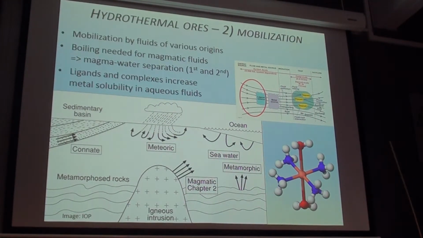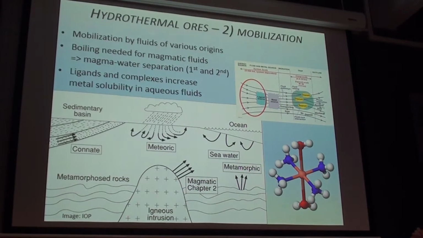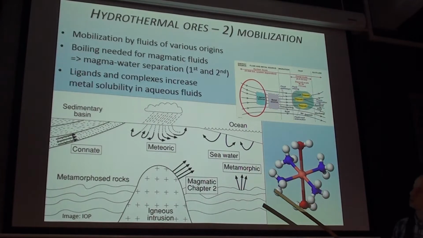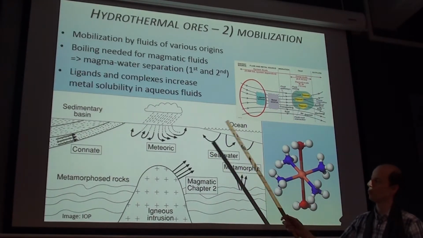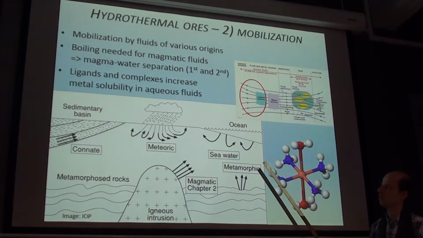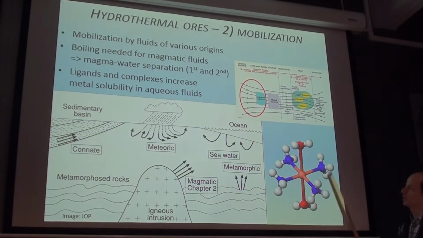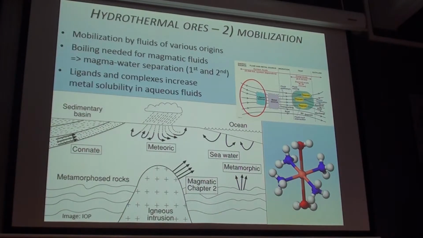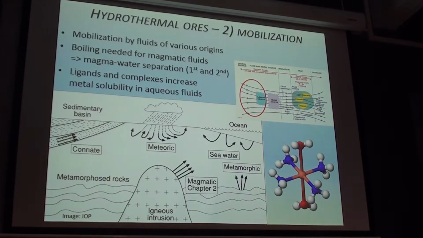And of course, in order to allow many of these metals to be soluble in these fluids, whether they are magmatic or whether they are meteoric or crustal fluids, we need complexes which bind with metals and allow them to be more soluble than they would otherwise be.